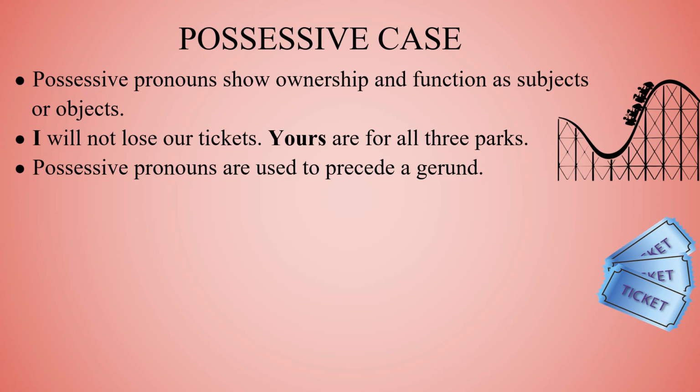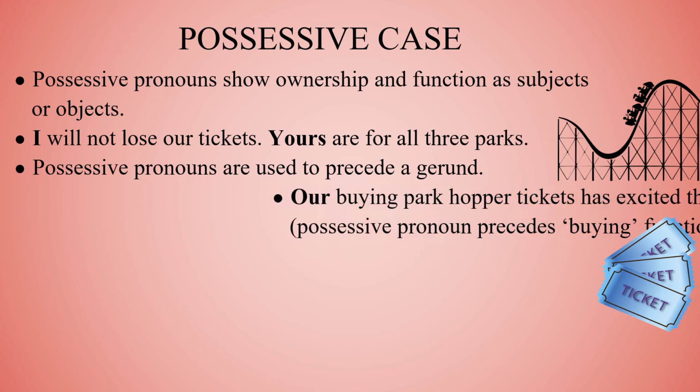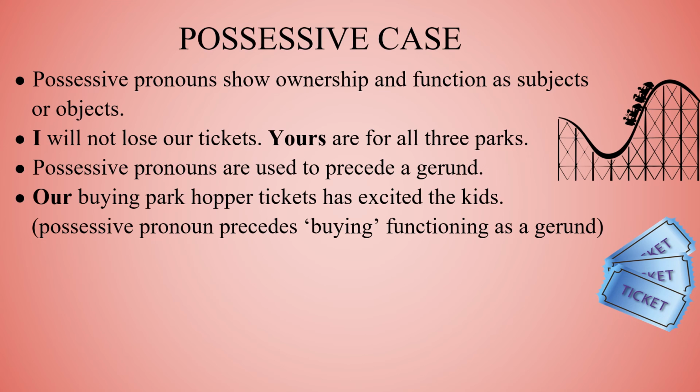Possessive pronouns are used to precede a gerund. A gerund is an ing word, a word ending in ing that functions as a noun, but looks like a verb. It is called a verbal. In our example, our buying park hopper tickets has excited the kids. So the gerund is buying, the gerund phrase is buying park hopper tickets. And because you have a gerund, you need to use a possessive pronoun such as our.